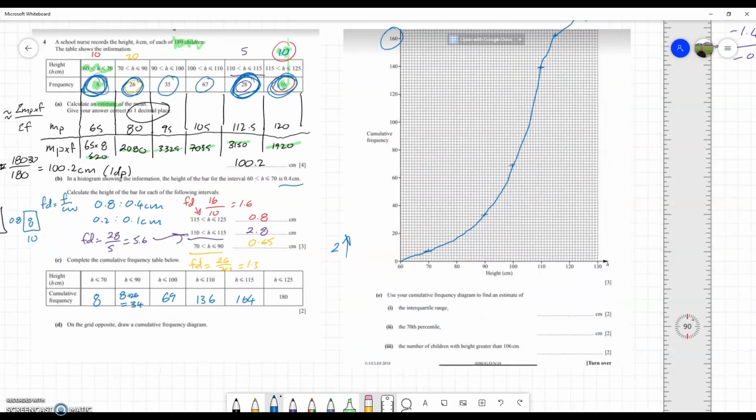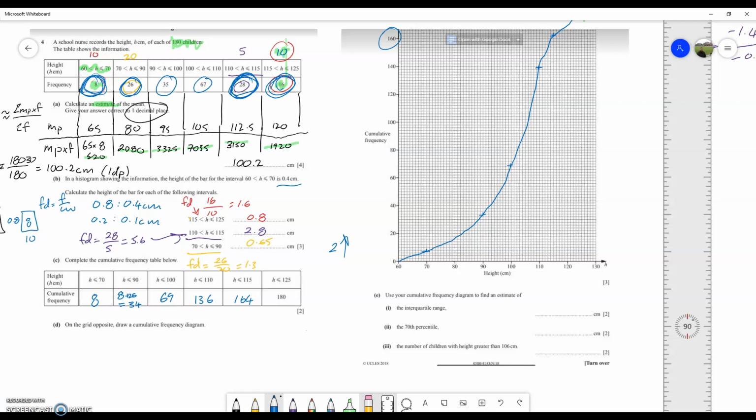So then as far as finding the interquartile range and the 70th percentile and things like that, the interquartile range is between the lower quartile and the upper quartile. So we need to find the difference between 180 divided by 4, or times 0.25, and 180 times 3/4. The 70th percentile would be 180 times 0.7.